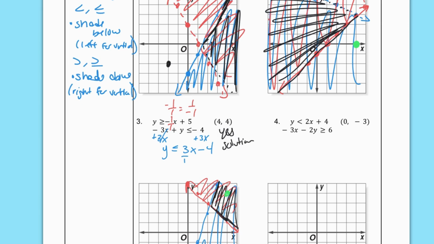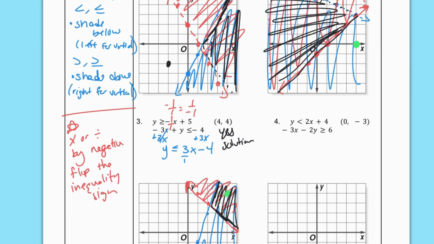Now before we look at number 4, I want to make another note off to the side here. That if we multiply or divide by a negative, we have to flip the inequality sign. So same as when we were solving regular inequalities. Anytime you multiply or divide by a negative, the inequality sign has to flip.